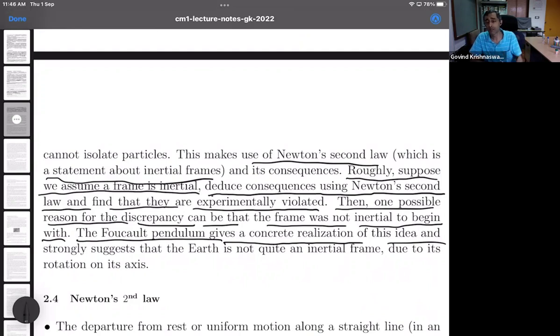However, this discrepancy is very small also, right? So for many purposes, we can treat a frame fixed on the Earth as inertial. Anhad and others, please ask if I am not clear yet.